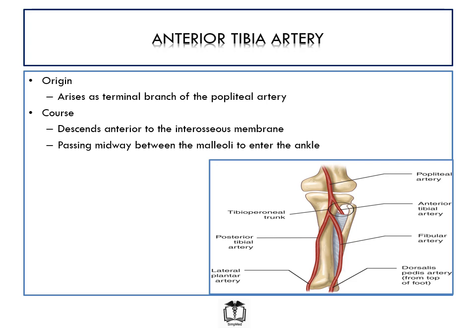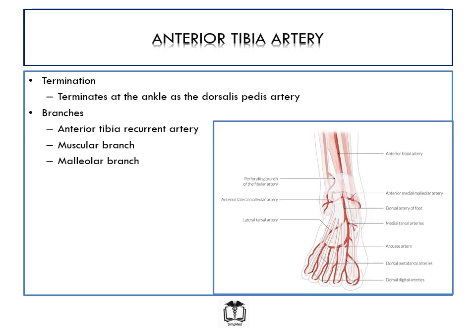Let's talk about the anterior tibial artery. This is an artery arising as a termination of the popliteal artery. Remember that the popliteal artery bifurcates into the anterior and posterior tibial artery. The anterior tibial artery tends to descend anterior to the interosseous membrane, and it enters into the anterior compartment of the leg as a result. It descends down the leg towards the ankle, and at the ankle, it passes midway between the malleoli, that's the lateral and medial malleoli, to enter into the ankle joint and eventually into the feet. The anterior tibial artery tends to terminate at the ankle by becoming what we call the dorsalis pedis artery.